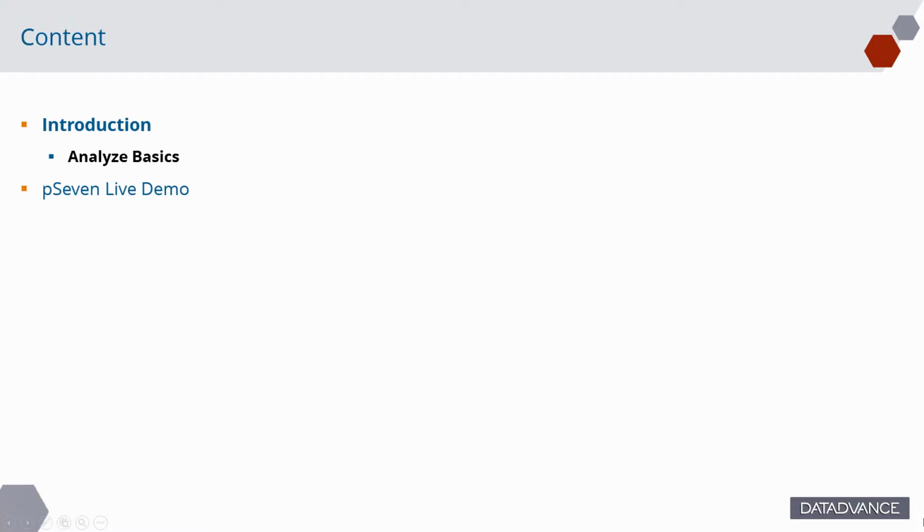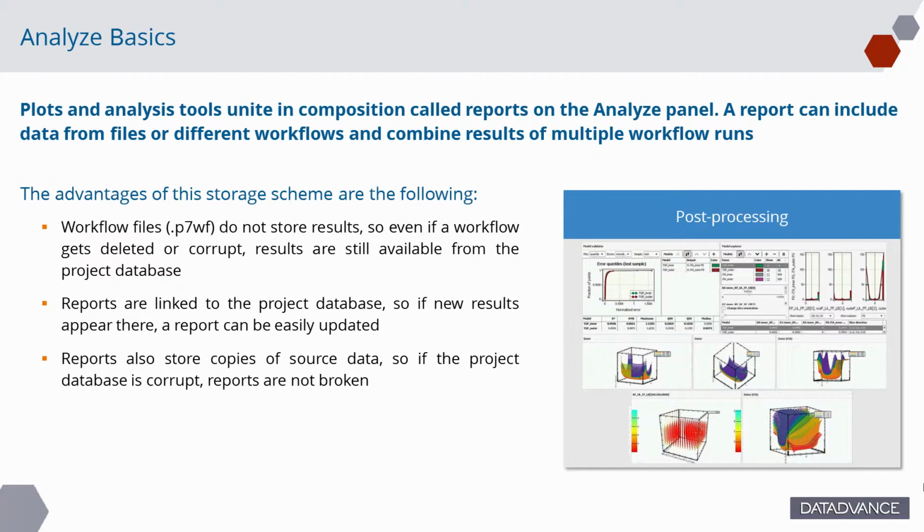Let's begin with the introduction. Similar to a workflow that contains blocks and links, plots and analysis tools unite in a composition called a report on the Analyze panel. A report can include data from files or different workflows and combine results of multiple workflow runs. To make this possible, each pSeven project has its own database, which stores all data collected from workflows.